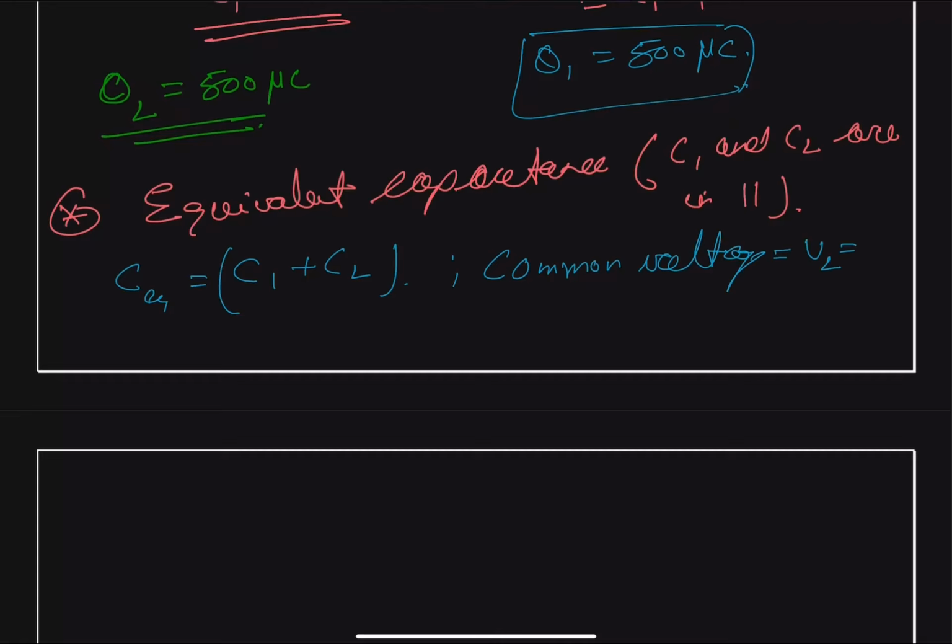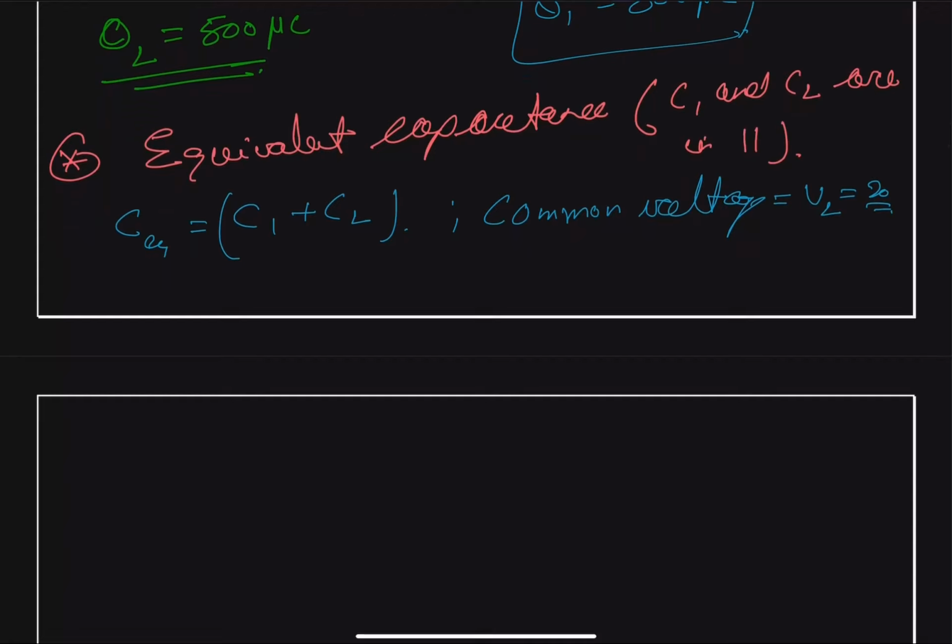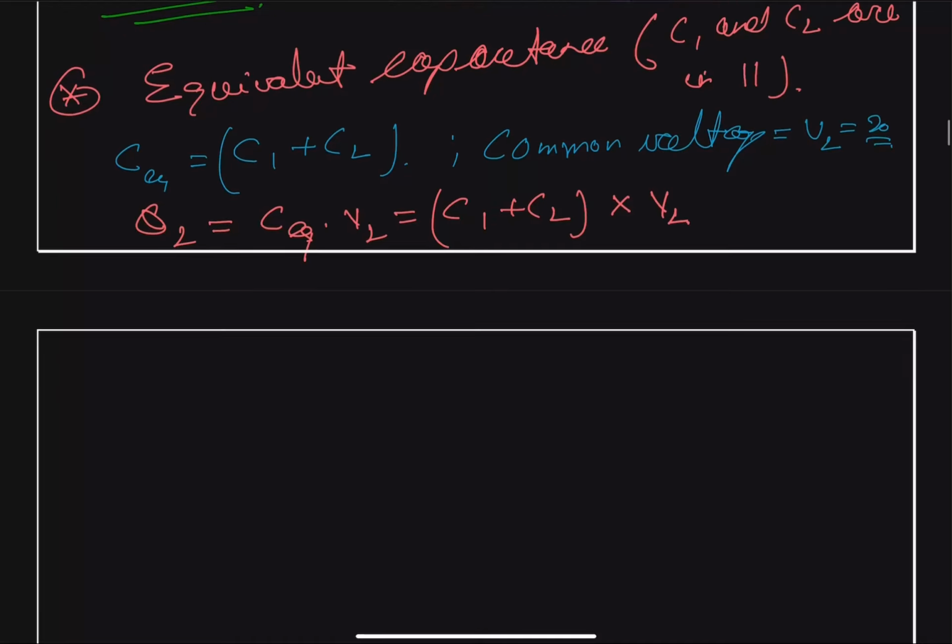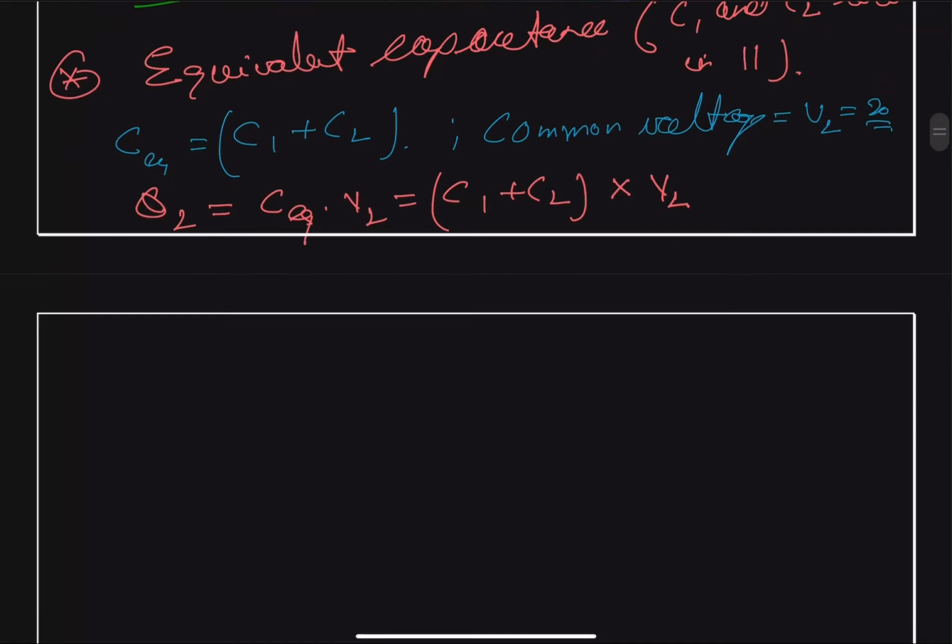So based on this we can write the formula for Q2 will be equal to our C equivalent multiplied by V2. C equivalent is our C1 plus C2 multiplied by V2. We substitute the values. Q2 is our 500 microcoulomb. So this becomes 500 into 10 to the power minus 6 is equal to C1, which is known to us, 10 into 10 to the power minus 6, plus C2, and V2 is also known to us, our 20.